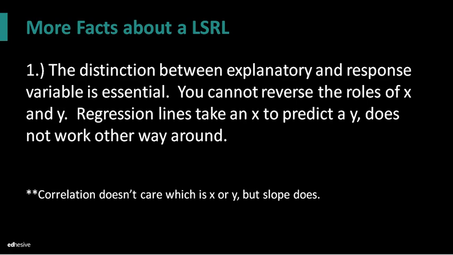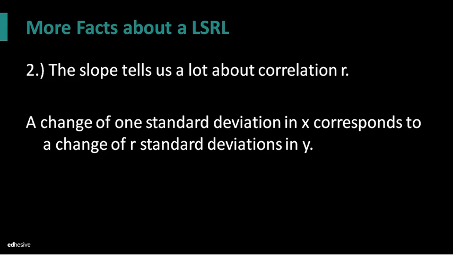But I want to emphasize that correlation actually does not care. R all by its lonesome self does not care who is x and who is y. But you better believe that the slope in the equation does. Number two, the slope tells us a lot about the correlation. Remember the formula to calculate slope? If you know all of the data, the slope b is r times the standard deviation of y divided by the standard deviation of x.